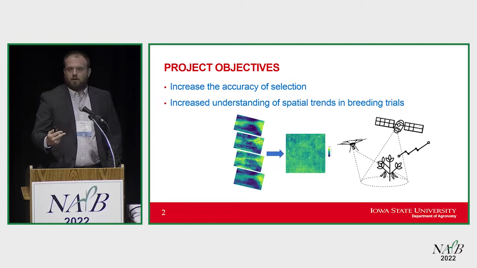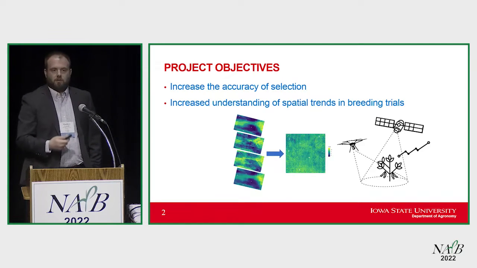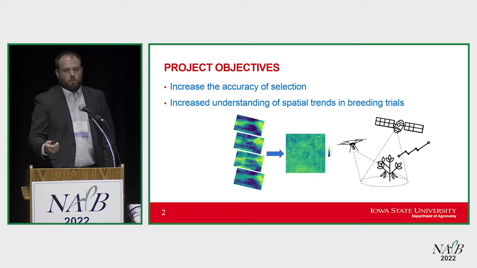So there's two objectives with this project. The first one being, can we increase the accuracy of selection? This isn't unique to our method that we're proposing for spatial adjustments. Anytime you're applying spatial adjustments within your breeding program, you're hoping to have a higher correlation between your phenotypic measurement and the true genotypic value.